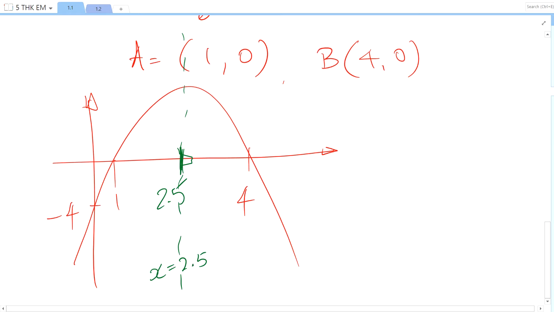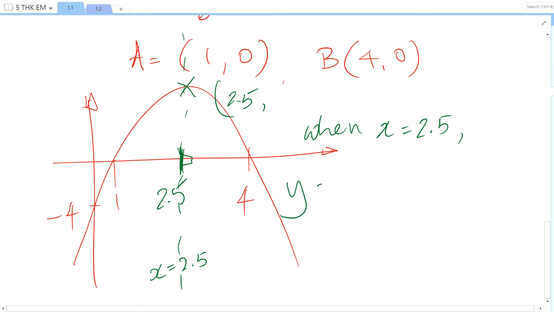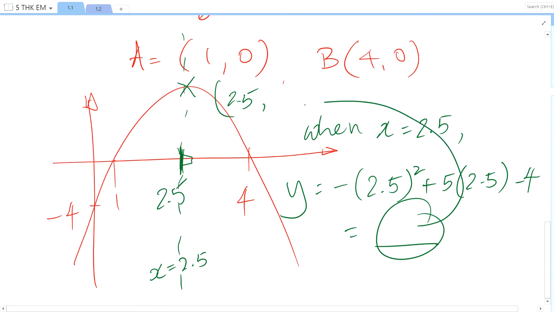What does that tell me about the x-coordinate of the maximum point? Must be 2.5. And the y-coordinate, when x equals 2.5, you substitute into the equation. y equals negative 2.5 squared plus 5 times 2.5 minus 4. Get a value, place it over here.